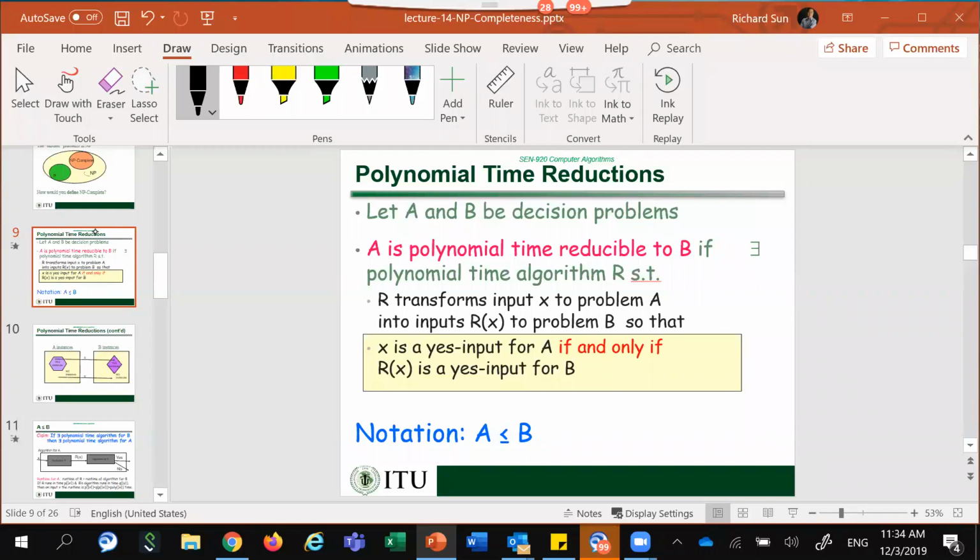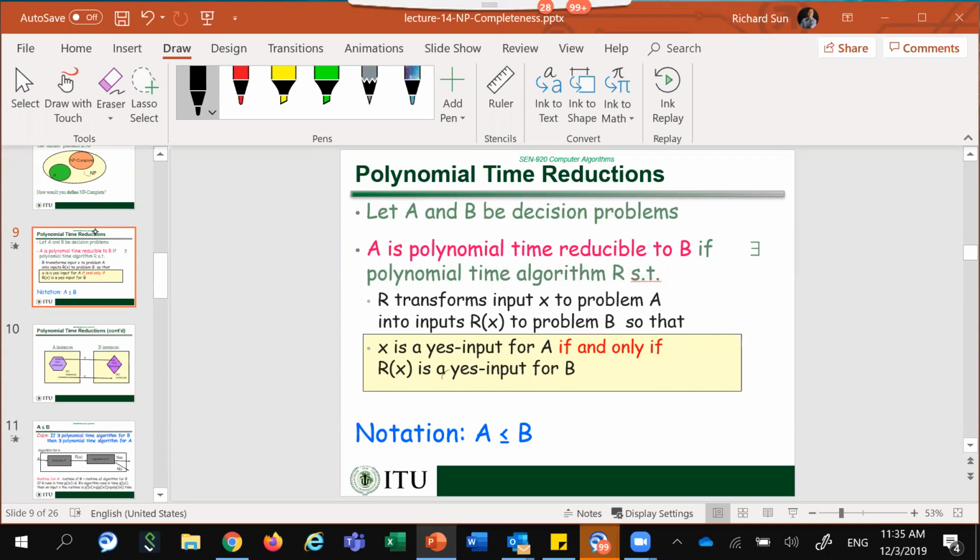If there exists a polynomial time algorithm R that can transform a problem instance X inside A into a problem instance of B, so that if X, a decision problem instance, has the answer yes if and only if the corresponding transformed problem instance in B also has a yes answer, and if the answer to X is no, then the corresponding problem instance in B also has the answer no. This has to be if and only if.